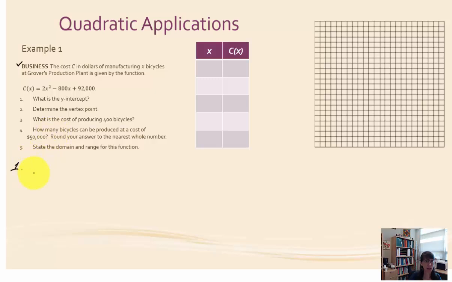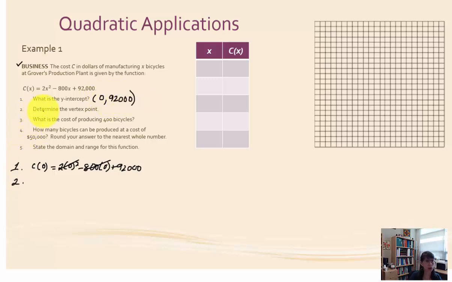So our y-intercept is found by letting the x value equal 0. So we'll evaluate this cost function with an x value of 0. So we'll have 2 times the quantity of 0 squared minus 800 times 0 plus 92,000. When we square 0, we'll have 0. Multiplying 2 by 0 is also 0. So this first term eliminates. 800 times 0 also is 0, therefore it eliminates, and we're left with 92,000. So our y-intercept is going to be the ordered pair 0, 92,000.